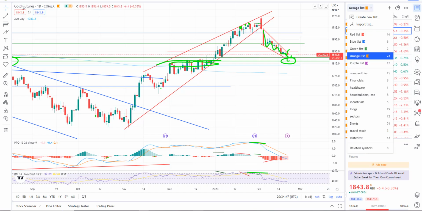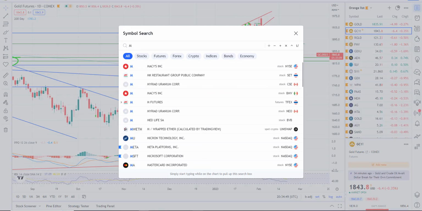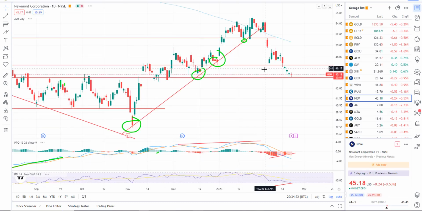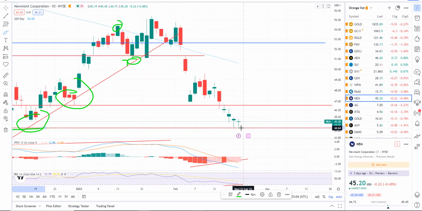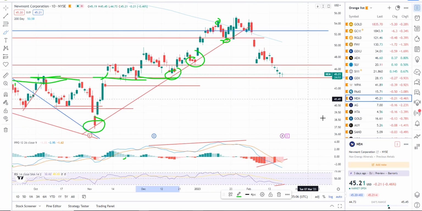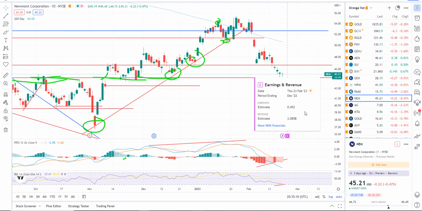And then the miners, especially the largest miner, Newmont. You can see Newmont here hitting some support on the daily chart. Look at all these reactions we've had at this key level. Now they can chop through it a little bit. There's a gap right there, but we're pretty much at that level of support. It's about 44.64. We do have earnings coming up on the 23rd.